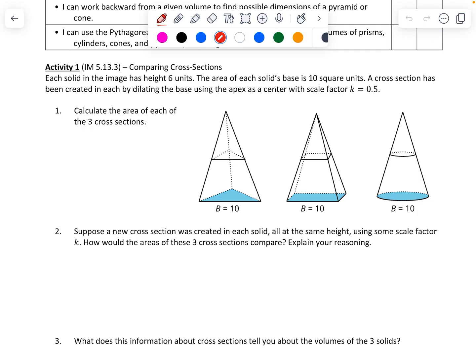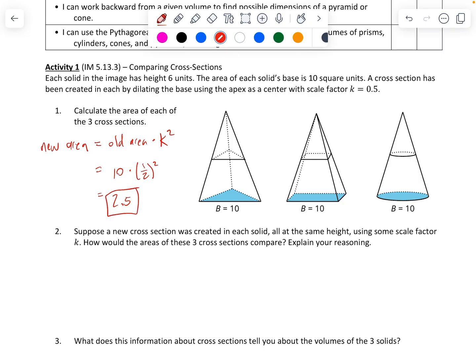So if we want to find the area, okay, remember what we did before. So new area is old area times k squared. So the old area is 10, and you're multiplying it by 1/2 squared, which is 1/4. So it's 10/4, which is 2.5.